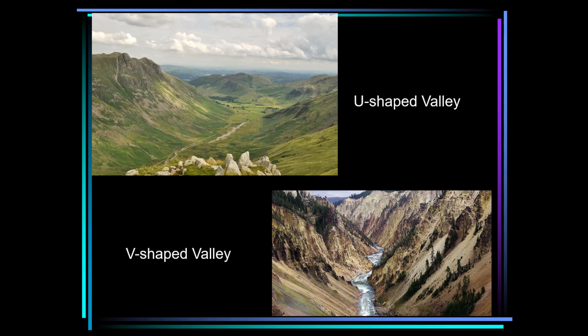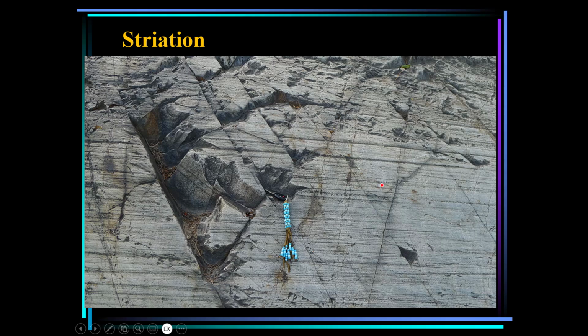So this interesting movie, I just want to show you a typical U-shaped valley, which was formed by the ice, and this is a typical V-shaped valley, this Yellowstone National Park. And this is the very famous striation. So when in a region, the ice going through, in the ice we have those sediment pieces, and they are carving the underlying rock. So it's a very important sign that there was a glacier there.